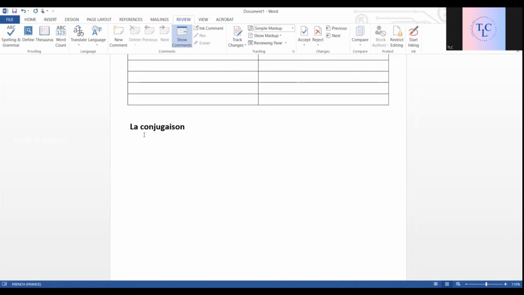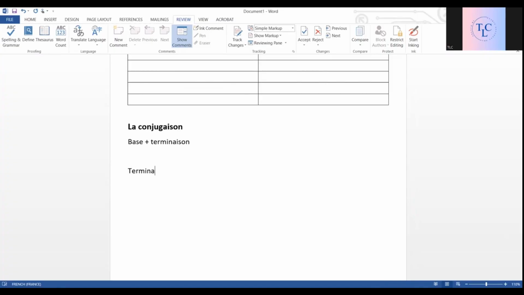So we saw futur proche. It is a two verb tense, but futur simple has one verb. It's a one verb tense. So whenever it is a one verb tense, we have a base plus terminaison, base plus ending. Let's first focus on the ending because the endings are the same for all the verbs, whether it's an irregular verb or a regular verb, doesn't matter.